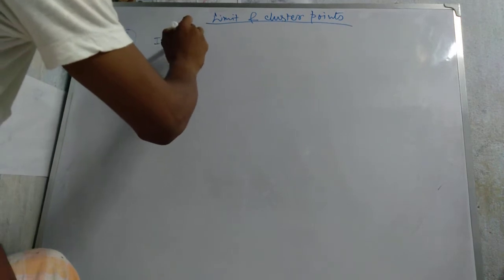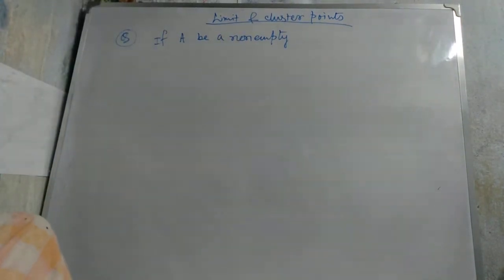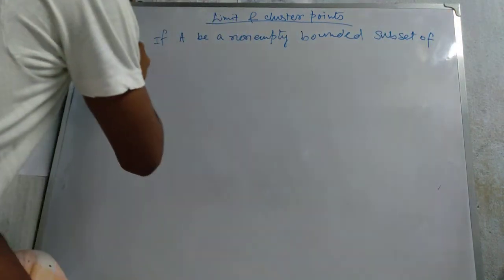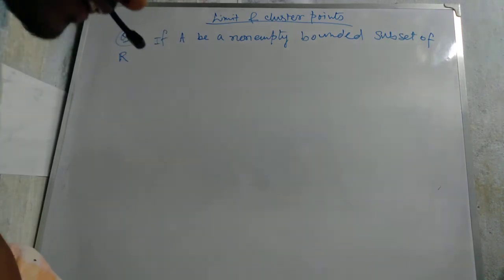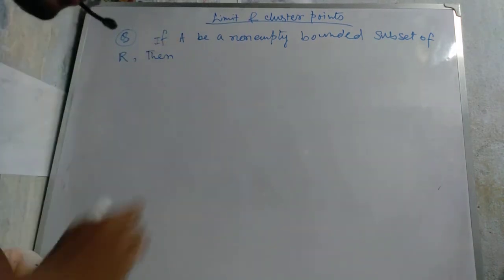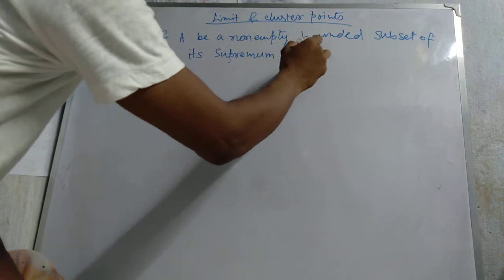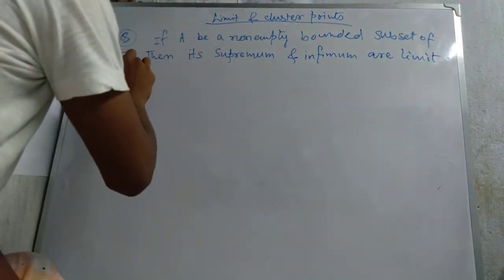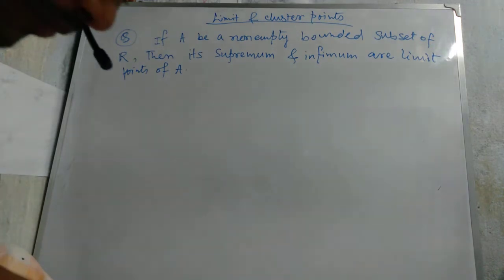If A is a non-empty bounded subset of R, then its supremum and infimum are limit points of A. Then we have to show that its supremum and infimum are limit points of A. Okay. Now we prove this problem.